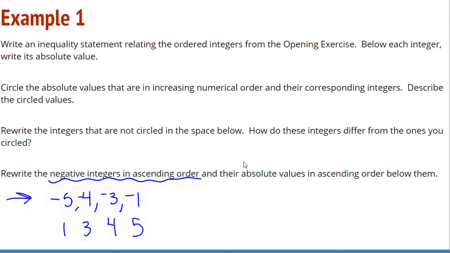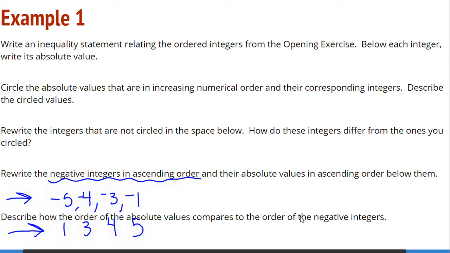Here are the integers in order from least to greatest. Here are their absolute values in order from least to greatest. So their orders are opposite. Describe how the order of the absolute values compares to the order of the integers. It's opposite. What was last is first. What was first is last. These middle sections are reversed.